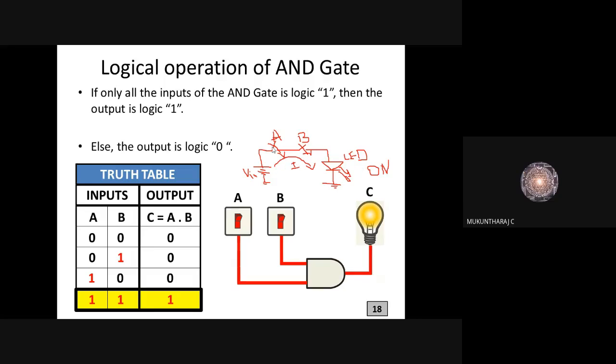Like that, if both the switches are closed, that means we are applying logical 1 on both the inputs. That is the fourth case in this truth table. So if both the switches are closed, that means for AND gate we are applying logical 1 on both the inputs. Under this condition only, the AND gate output will be turned on. For the other three cases, the lamp or the output of AND gate will be logic 0.